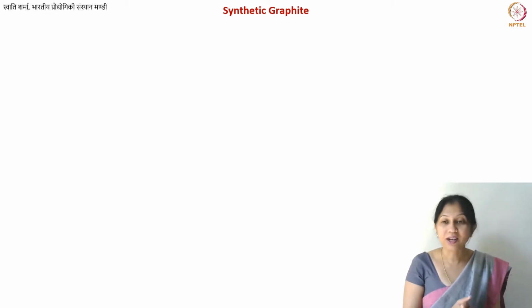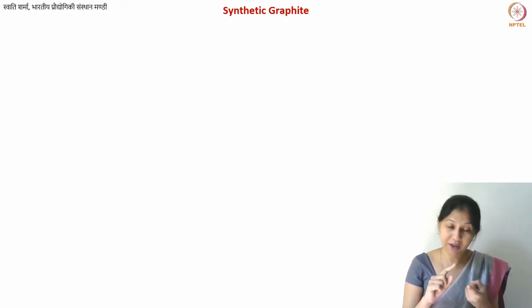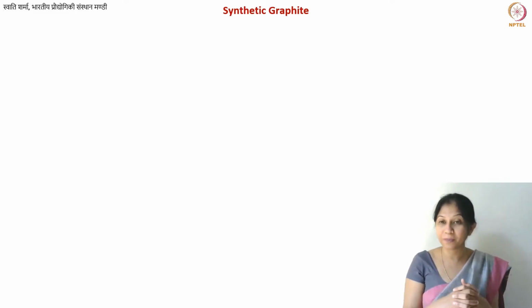Now, can we actually induce these extreme conditions? And then can we get the carbon? If yes, if we get the carbon, then what is the type of that carbon? Can we always get graphite? Or can we get diamonds, or can we get any other type of carbon? So this is something which is very interesting, and it will form a major section of this course, in fact.